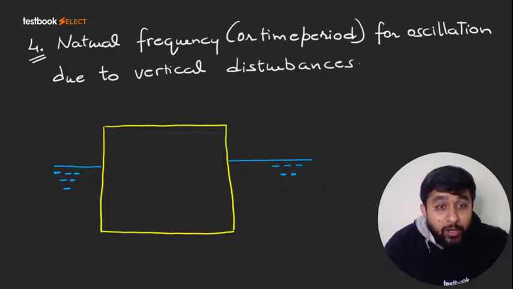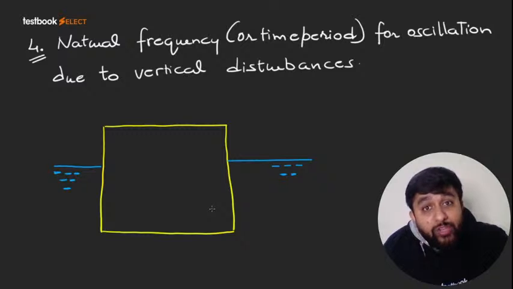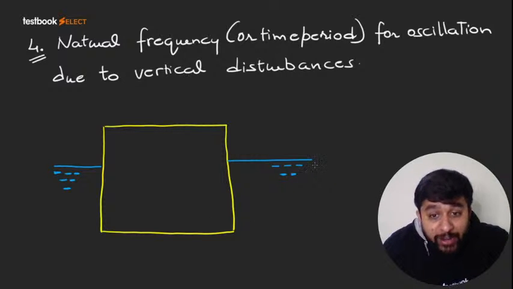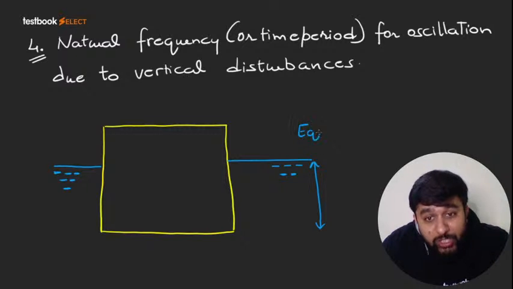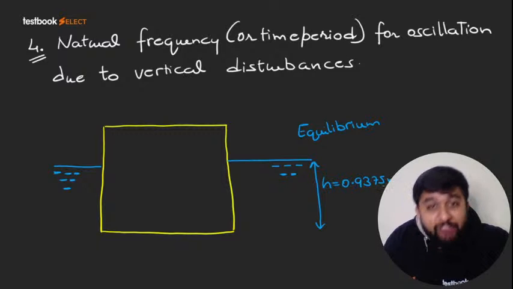Okay. So this object was floating. The lower portion of the object was made of 1500 kg per meter cube. The upper portion of the object was made of 500 kg per meter cube, and we found out the average density, which was 750 kg per meter cube. We also found out that currently in equilibrium position, the height of the object inside water is 0.9375 meters.